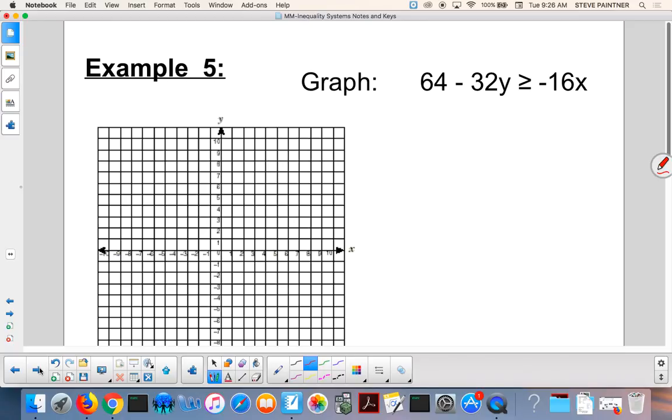See that negative 32y? Get that all by itself. So that would mean get 64 off this side. Get it over there with 64. That's the first step. If you can get that by itself, then you'll just divide by negative 32. Right. But you gotta get 64 off this side.